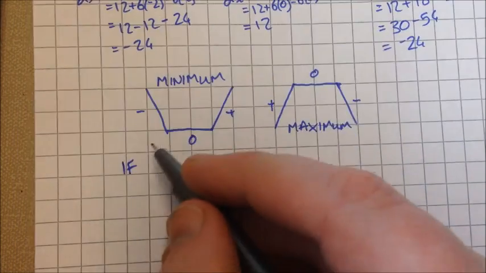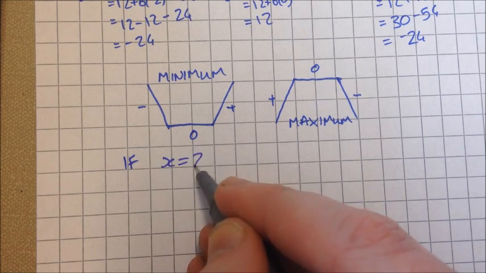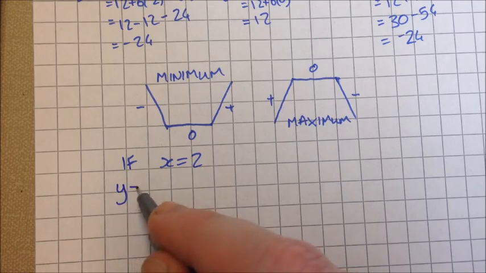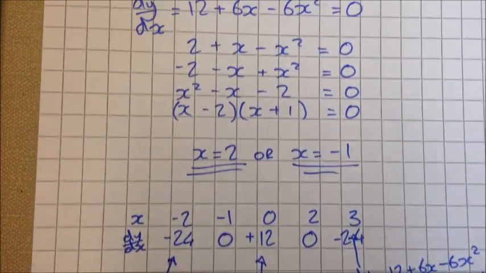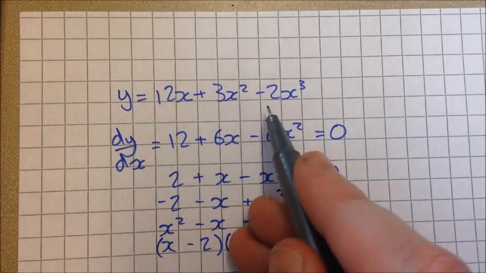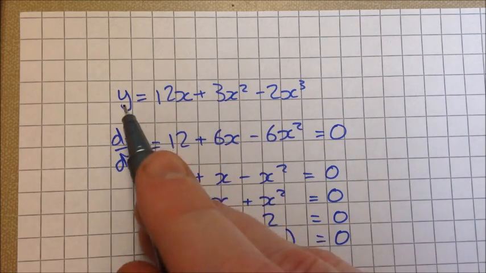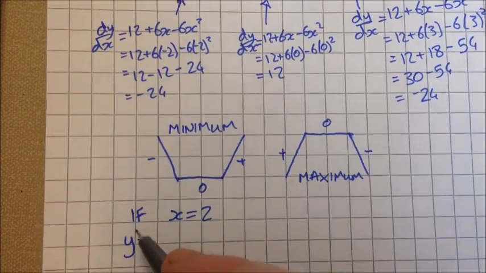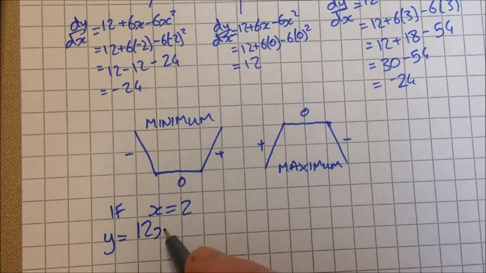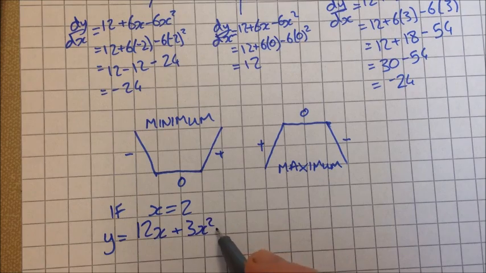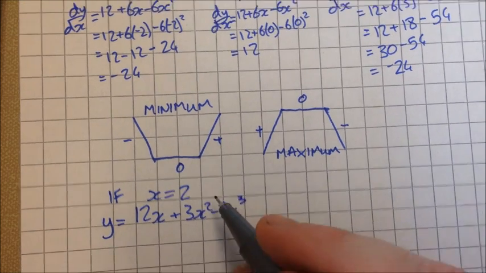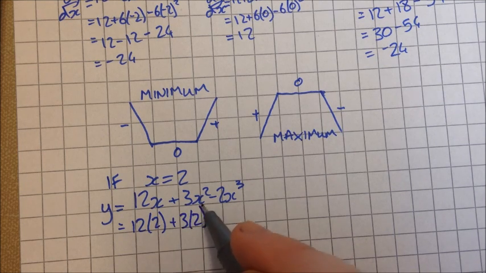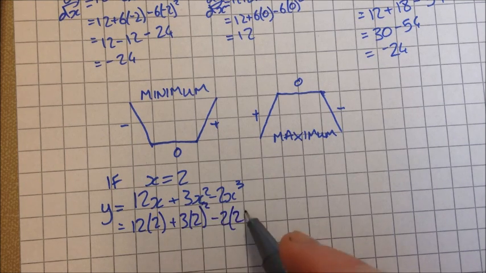So if x equals 2. Right, we need something that's going to tell you what our y value is. So we want y equals something. Now that's all the way back at the very beginning. It's this thing here. This takes an x coordinate and spits out a y coordinate. So it was 12x plus 3x squared, take away 2x cubed. So that's 12 lots of 2 plus 3 lots of 2 squared, take away 2 lots of 2 cubed.